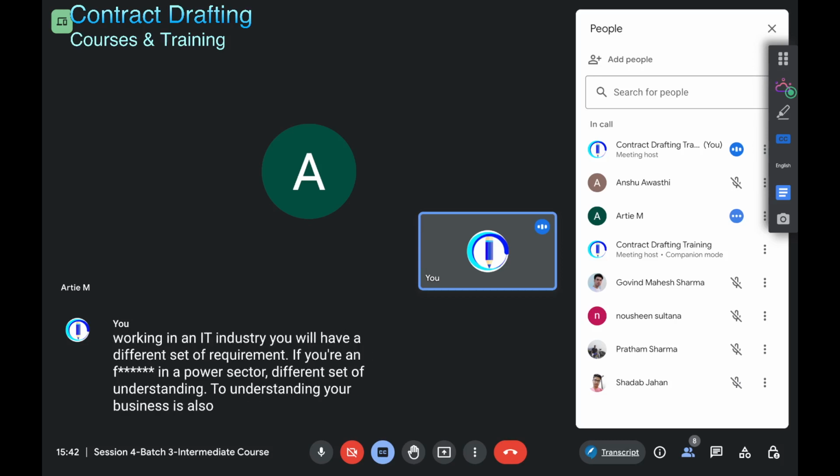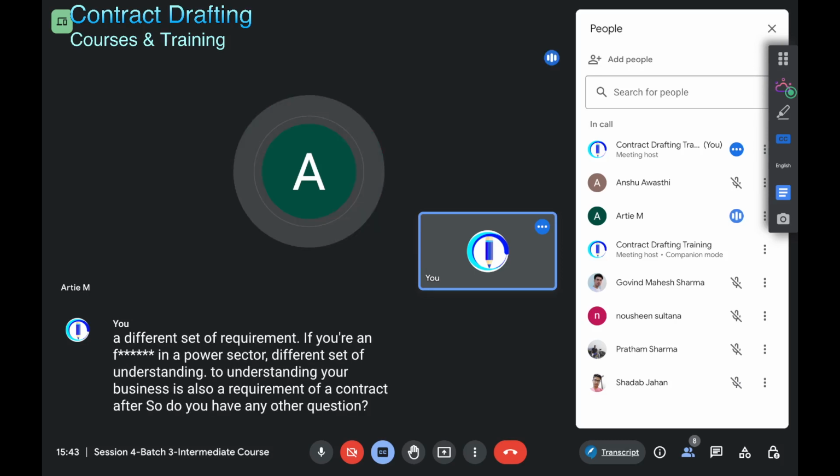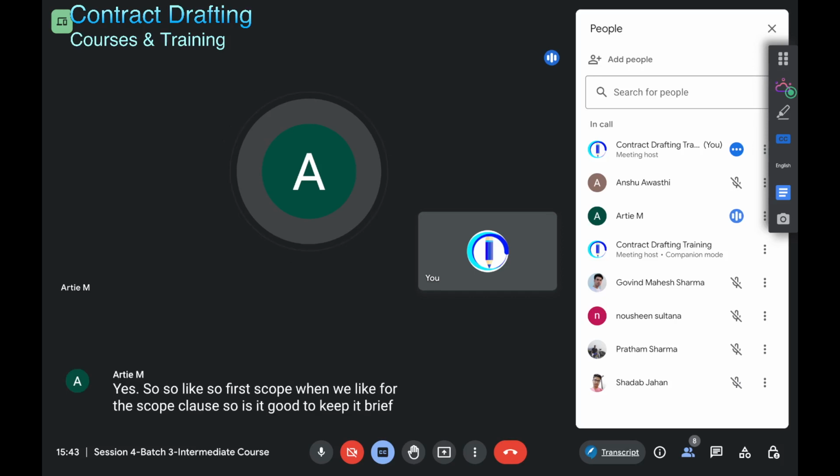So do you have any other question? Yes. For the scope clause, is it good to keep it brief, crisp and short, or which one is better? If your client is the service provider or the person who has to perform the works, or if they have to deliver the goods, then they should have a clear idea of the scope.